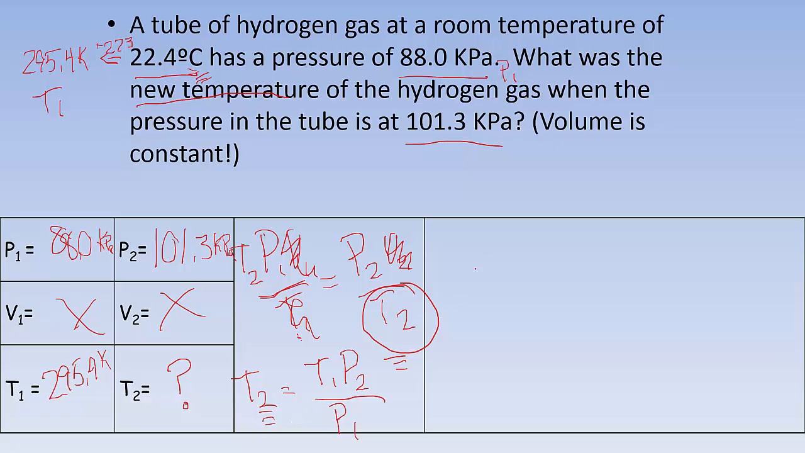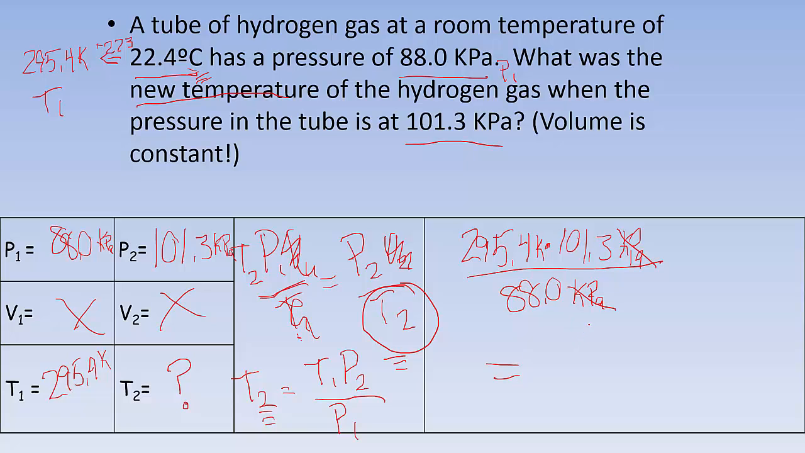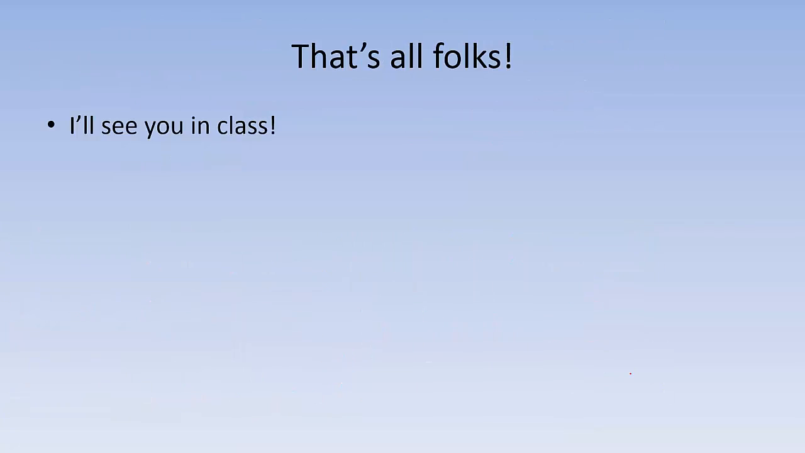So now it's just a plug and chug. I got my T1, 295.4 times my P2, 101.3 kPa. This is Kelvin, all over my initial pressure, which was 88.0 kPa. And I get kPa's to cancel out. I'm going to be left with Kelvin, and I get 340 Kelvin. So that's how you do those problems.